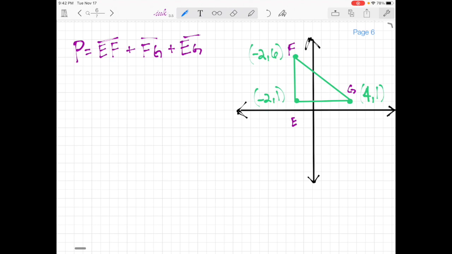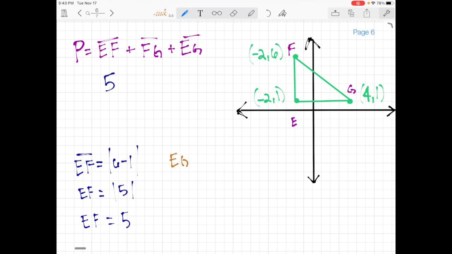So let's start with EF, and let's figure out exactly what EF is. We could do this one of two ways. We could say, well, this runs along the Y, so I could just subtract the distance of the Y's. So I could say 6 minus 1, take the absolute value of that, so that's 5. So it has a length of 5. Or I could just count and say 1, 2, 3, 4, 5. And truth be told, sometimes I just do that. So EF is 5.